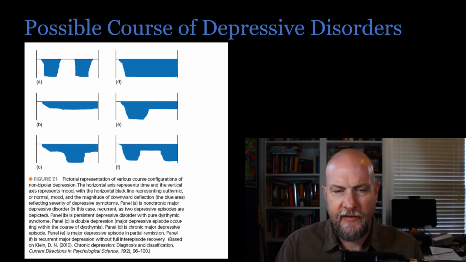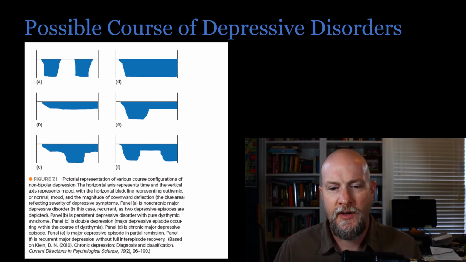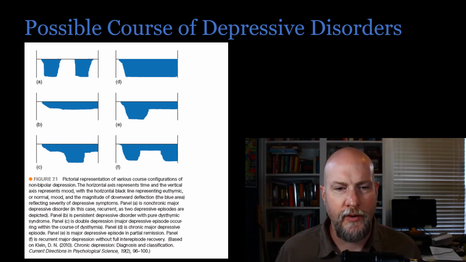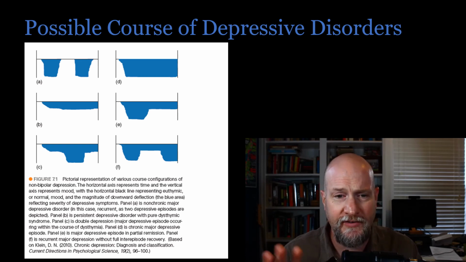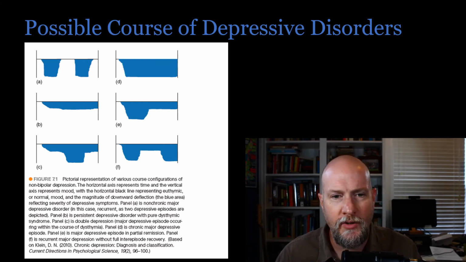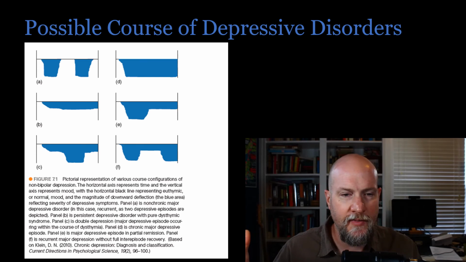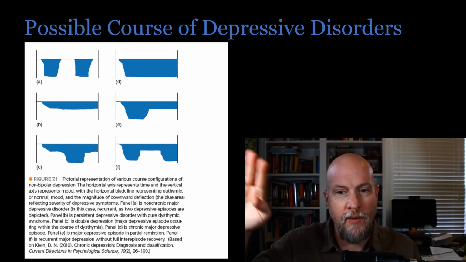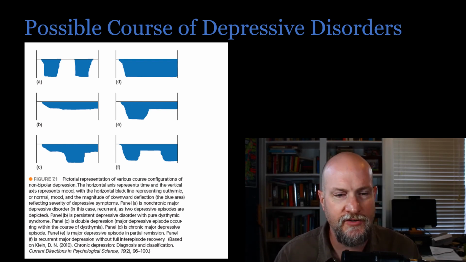So what are the possible courses of depressive disorders? There's a lot of different ways this can look, and these graphs that you're seeing here are just pictorial representations of the different course configurations of unipolar depression. The horizontal axis here just represents time, and the vertical axis represents the person's mood. If these blue lines were going above and beyond up top, we might be considering those expressions of mania. So what you're seeing here is some different courses that might occur in individuals who are depressed.